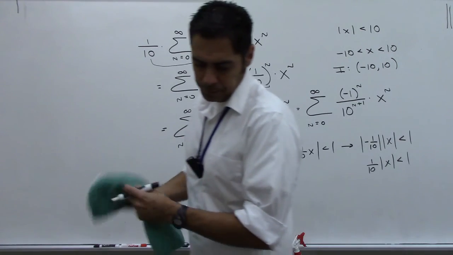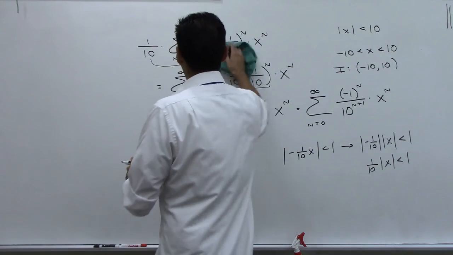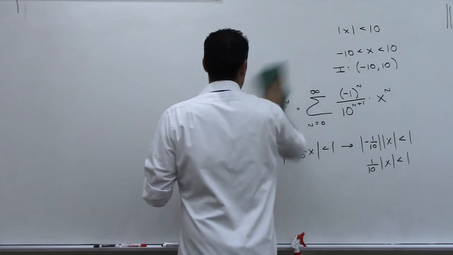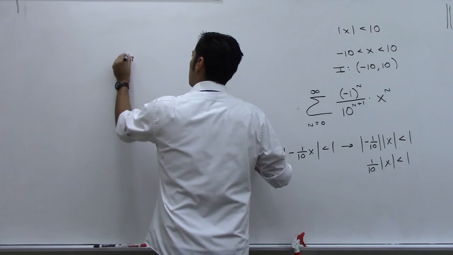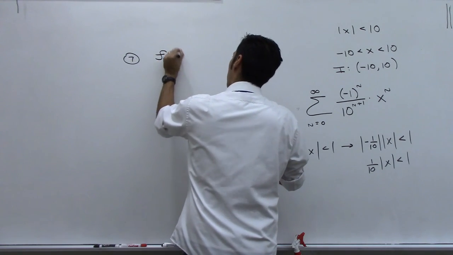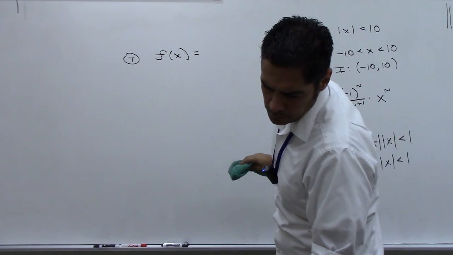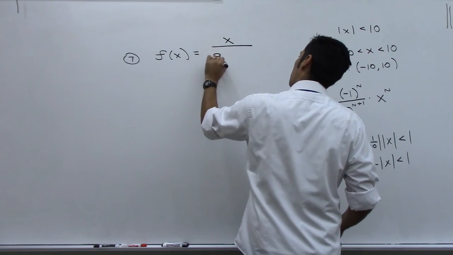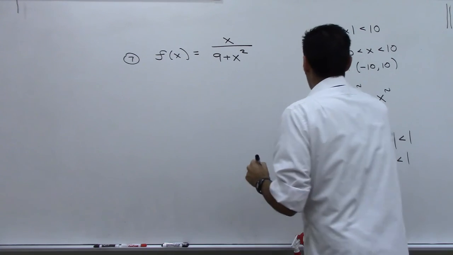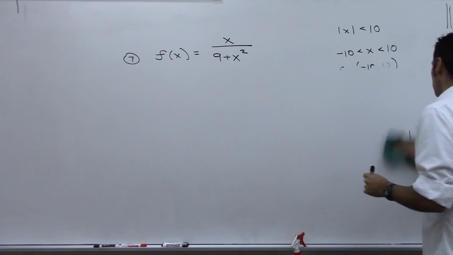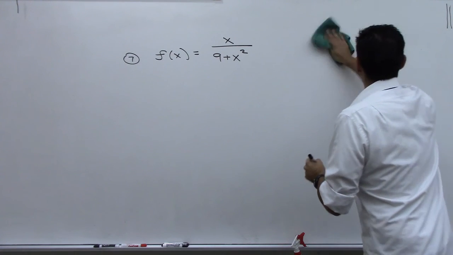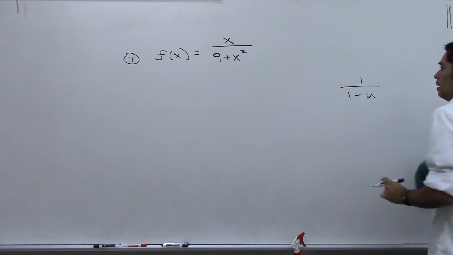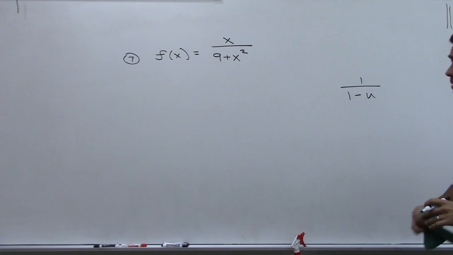What are we doing here? Number 7. X over 9 plus x squared. All right, so this is the first one that we've seen where we actually have an x in the numerator. So it's going to be very difficult to get it to look like 1 over 1 minus u if our variable is also on the top. So we can still do this.